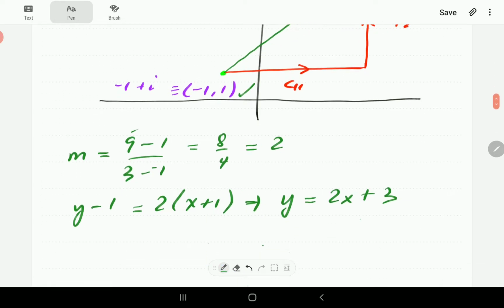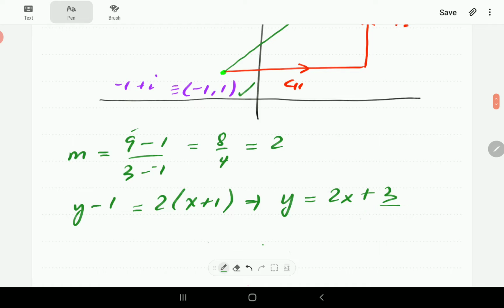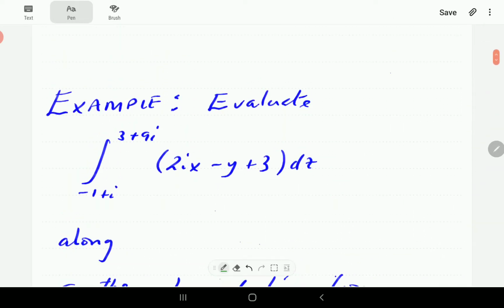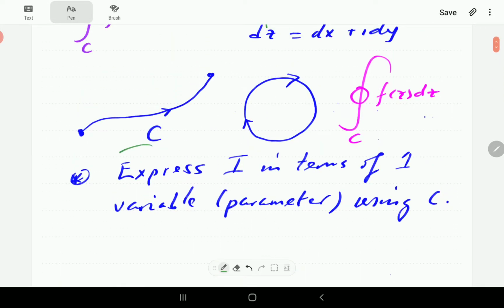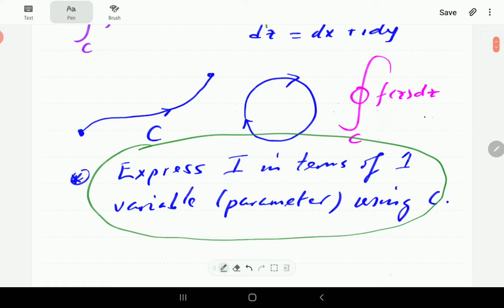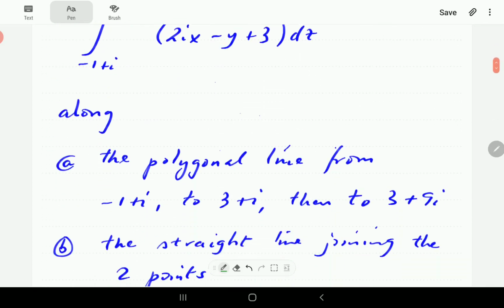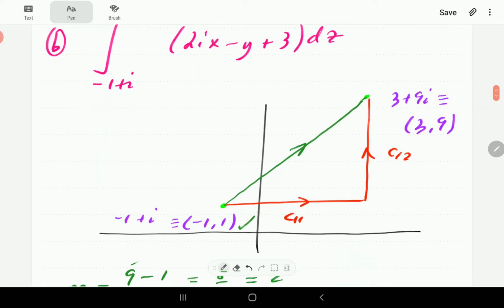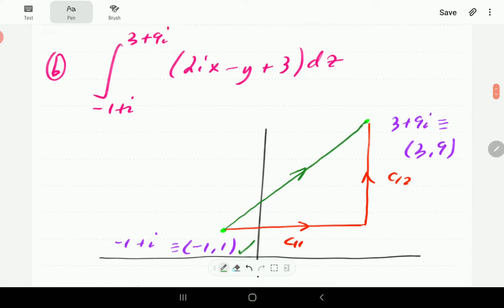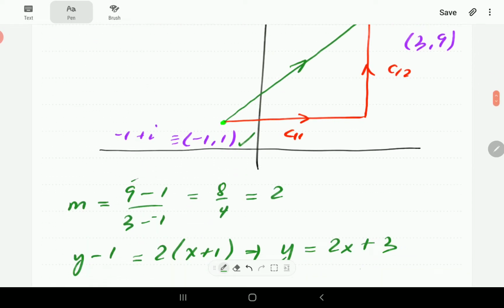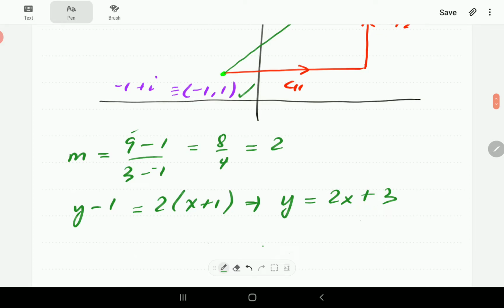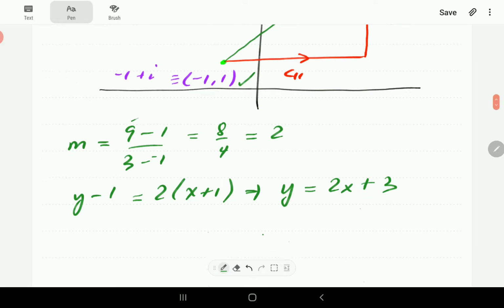Using this equation, we can express every y in terms of x or vice versa. Remember, in part 1, we said the key to evaluating this is expressing the integral in terms of one variable using the equation of the contour. So what we want to do here is express everything in terms of x. We could write everything in terms of y, but we already have y here as a function of x. So that is exactly what we're going to do.